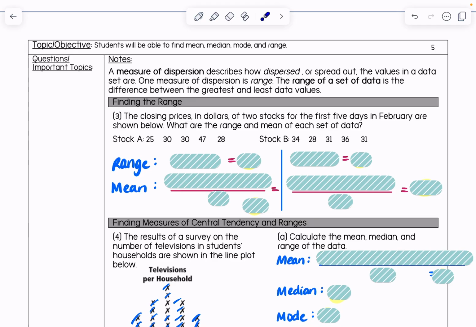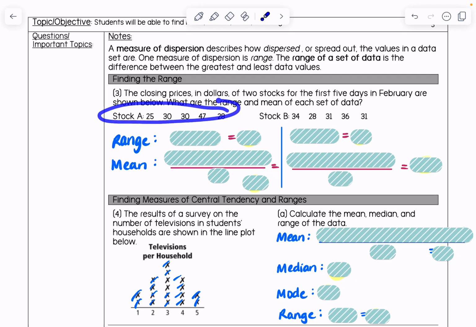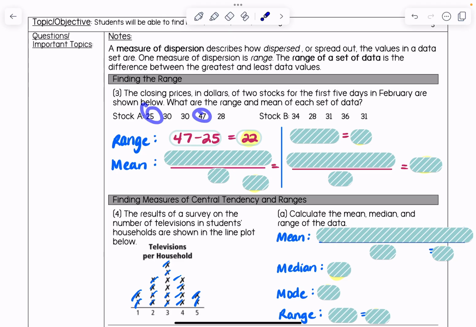The closing prices in dollars of 2 stocks for the first 5 days in February are shown below. What are the range and mean of each set of data? So it says, what are the range and mean of each data set? For the range, I'm going to subtract the smallest number from the largest number, or 47 minus 25. For the mean, I'm going to add up all of those numbers and divide by the total number of data points, or 5. The mean is 32.